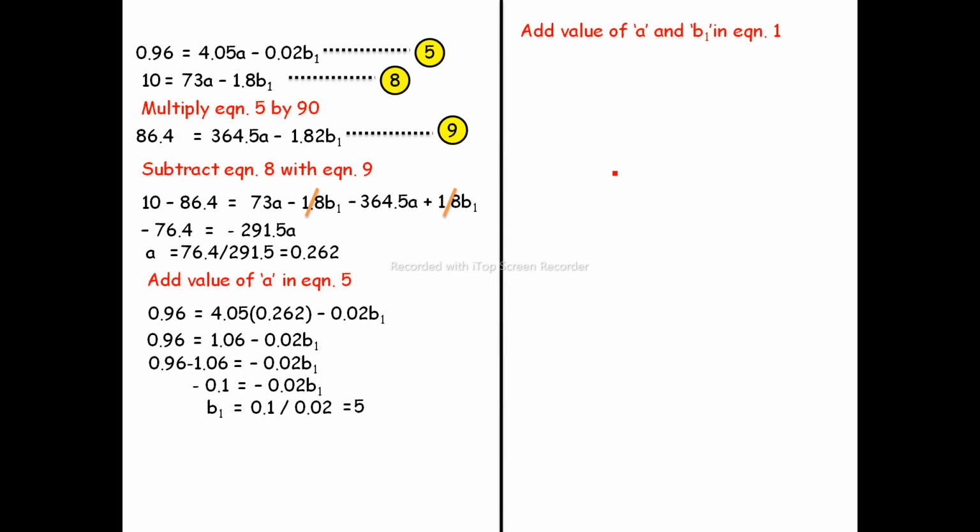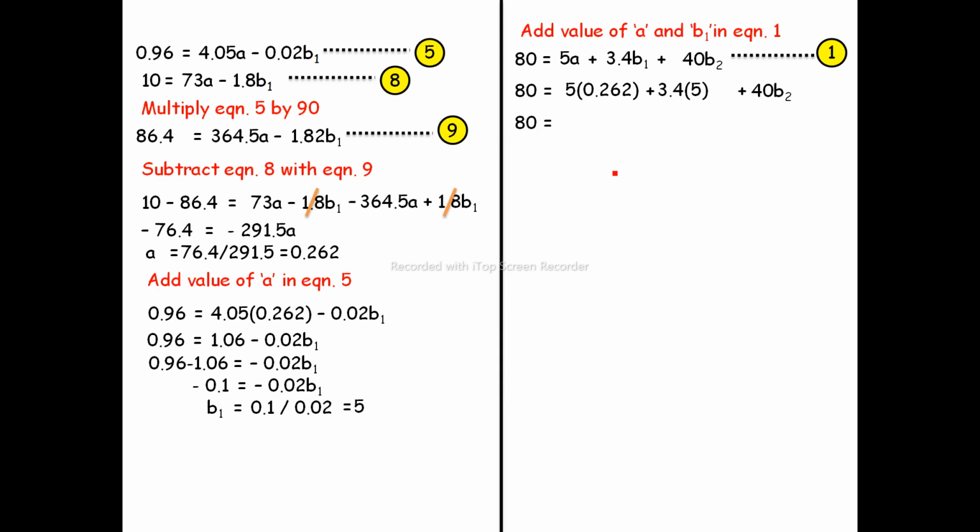So we will put the value of a and b1 in equation number 1. So this is equation number 1, and we need to put in the values of a and b1. So 5a, instead of a we will put the value of a, that is 0.262, plus 3.4 into b1, the value of b1 is 5, plus 40b2. Now go on solving it. 5 multiplied by 0.262 is 1.31, plus 3.4 multiplied by 5 is 17, plus 40b2. Now you add both these, 1.31 plus 17 will be 18.31, plus 40b2.